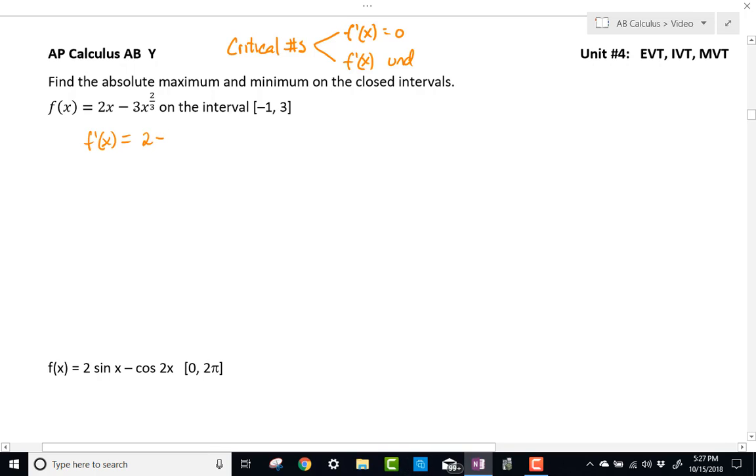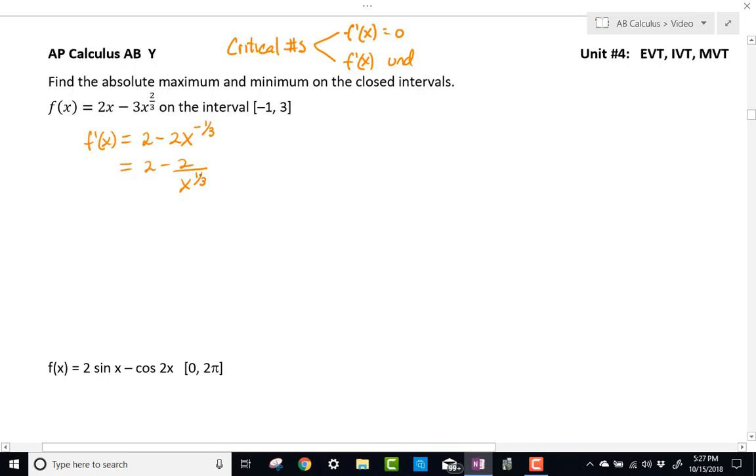Now 2/3 times 3 is going to give me 2 times x, and subtracting 1 from the exponent, that's negative 1/3. Now I'm going to rewrite this for a particular reason this time. This is 2 minus 2, and the second 2 is over x to the positive 1/3. Now why did I do that?